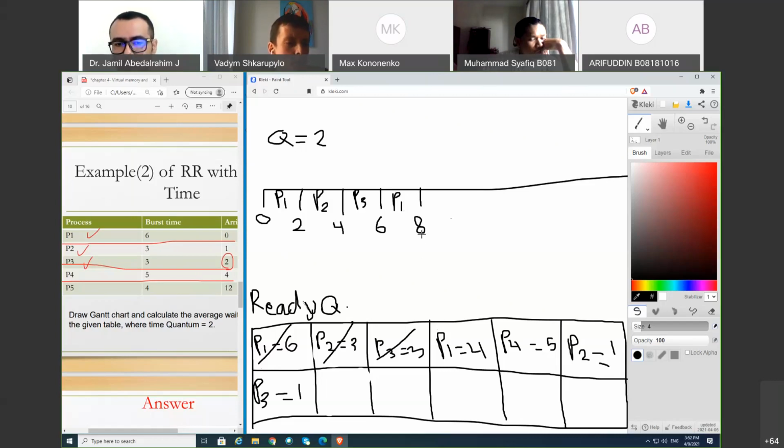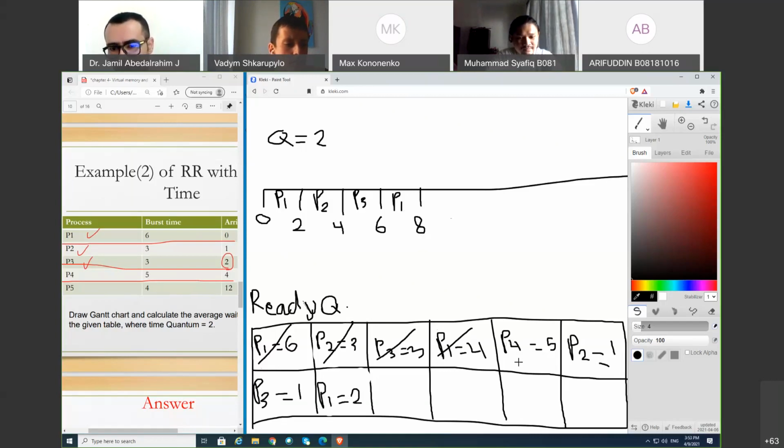We reach 8 units. Is there any new process ready to enter the memory? No, there is none. So we just write down the reminder of the current process, and we continue our process. Exactly. P1 equals 2.